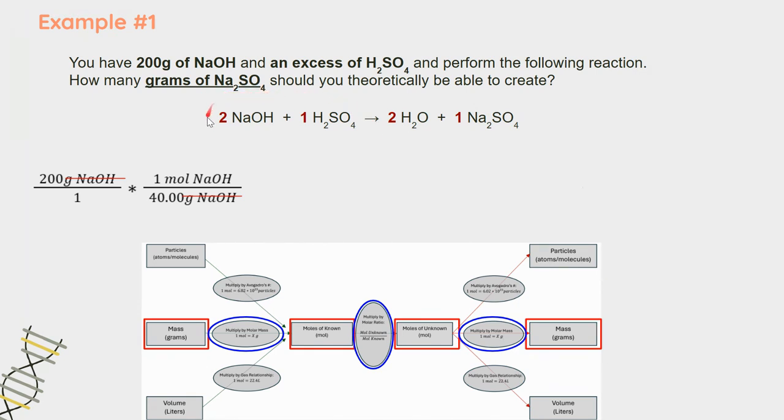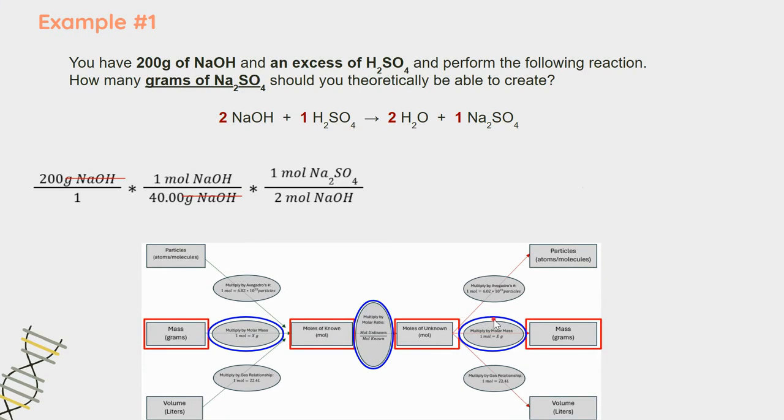So for my balanced equation, I can see that 2 moles NaOH is going to create 1 mole Na2SO4. That's our mole ratio. And we want to set this up so moles NaOH cancels. If we stop the problem right here, we'd be at moles Na2SO4. But before I cancel, I'm going to chain on one more conversion factor.